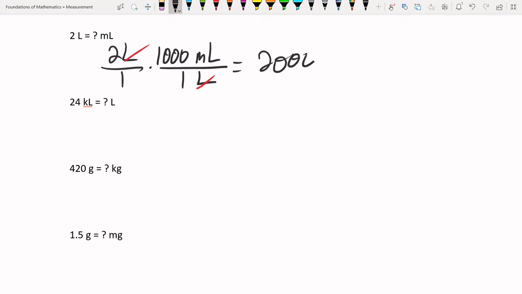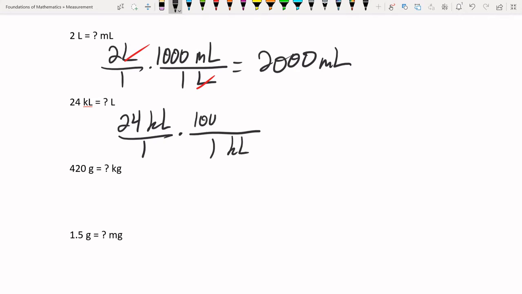So we get 2,000 milliliters. Now, a kiloliter, that's not really used much. Maybe it is in certain sciences, but not really everyday language. But we can still do it. It's just a prefix that we can use in the metric system. So 1 kiloliter is 1,000 times as big as a liter. Kilo is a bigger unit of measurement. We have 24,000 liters.